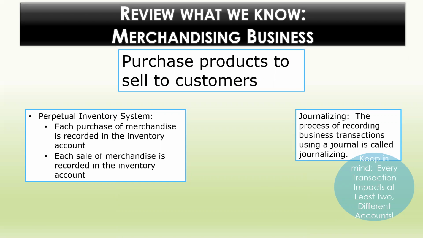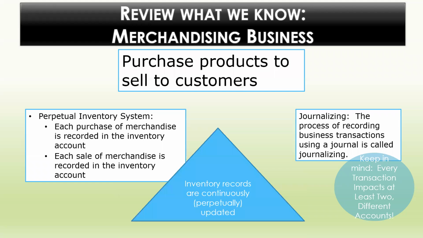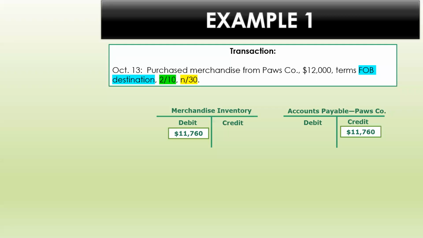Remember that journalizing is the process of recording business transactions using a journal. Keep in mind, every transaction impacts at least 2 different accounts. Also, in a perpetual inventory system, the inventory records are continuously updated. This is also known as being perpetually updated. Let's get into the examples.